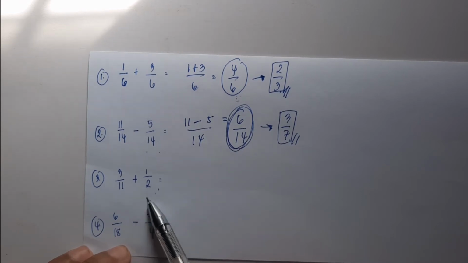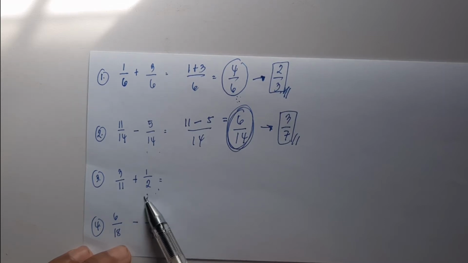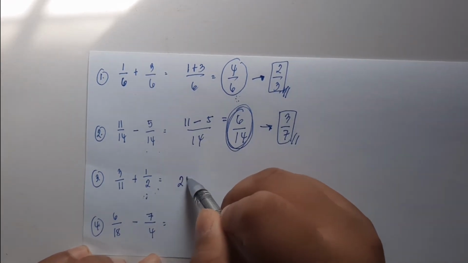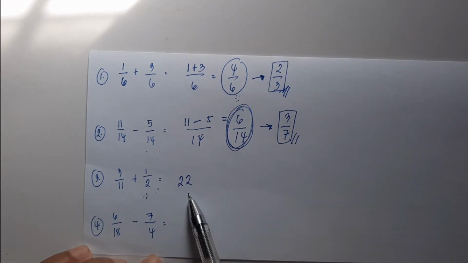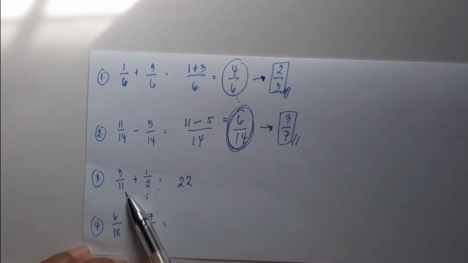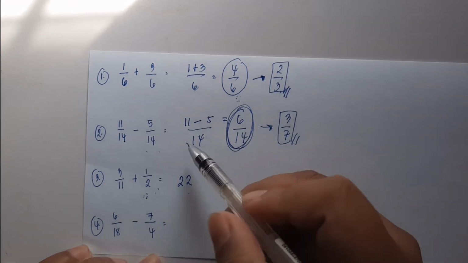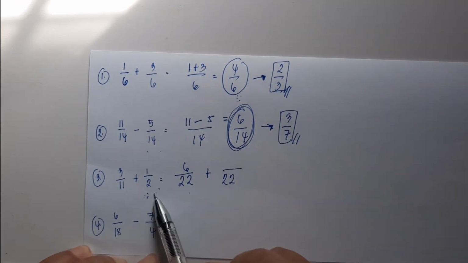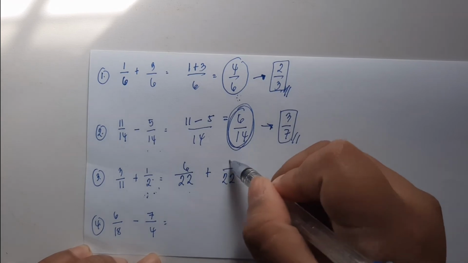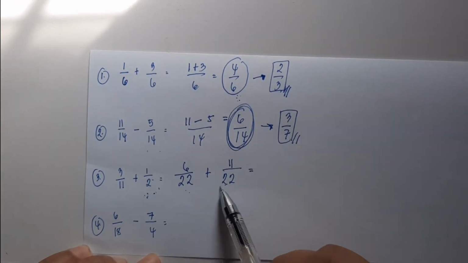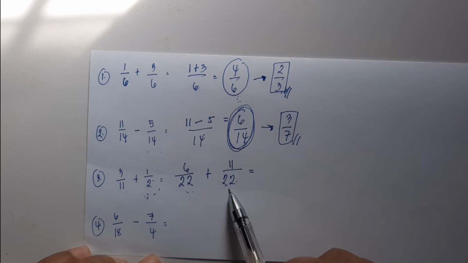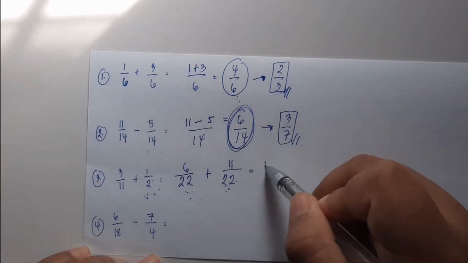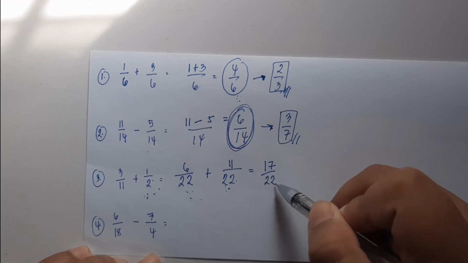Okay, this is a dissimilar fraction. So first, what are we going to do? We will find the LCD. Okay, so the LCD would be 22. 22 divided by 11 times 2 is 6. 22 divided by 2 times 1 is 11. So we already have a similar fraction. Now, we can add it directly. So 6 plus 11 equals 17 over 22.